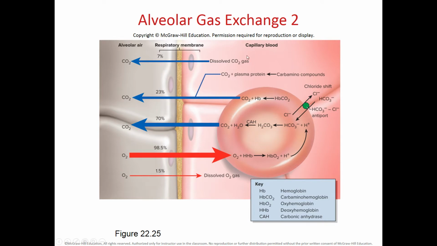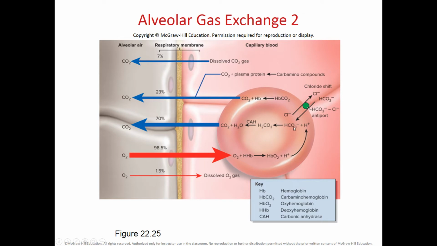So from more to less will move the CO2. Now, the carbaminohemoglobin that you have here will unload this CO2, and then this CO2 will go into the alveoli. Also, the plasma proteins that might be bound with CO2, the carbamino compounds, will get rid of this CO2. So around 23% of this CO2 was bound to hemoglobin or to plasma proteins.